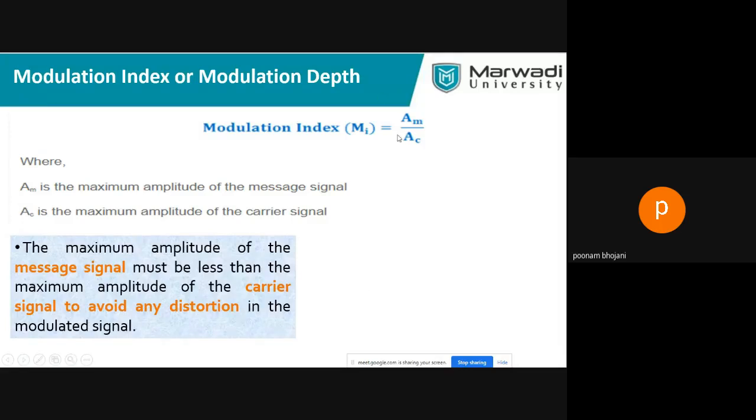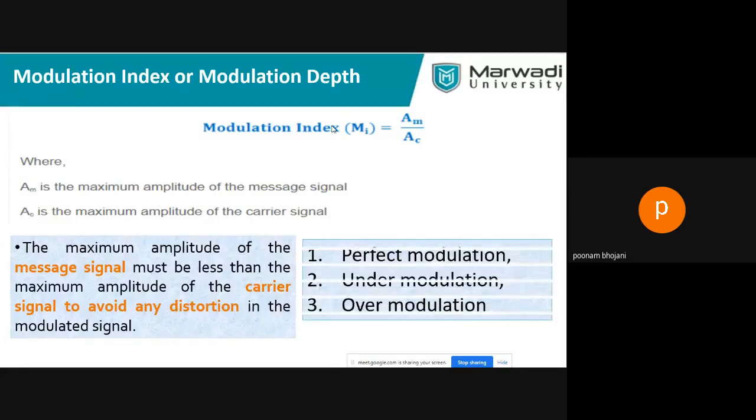I told you that you should always keep AC greater than AM, so that you cannot get a modulation index greater than 1, because a modulation index greater than 1 will give you one type of distortion, which is known as overlapping of the signal. We will see that in the next slide, don't worry. But if your modulation index is equal to 1, that is AM equal to AC, then it is known as critical modulation or perfect modulation.